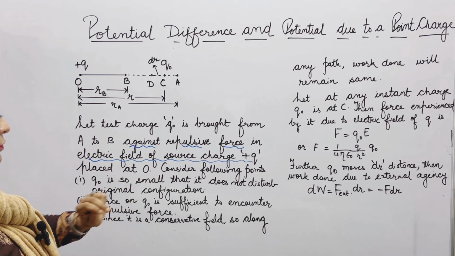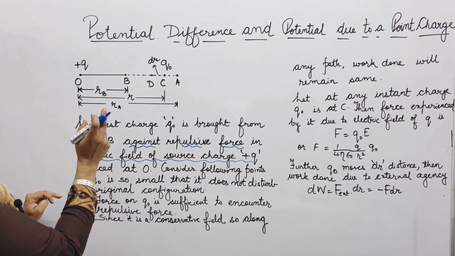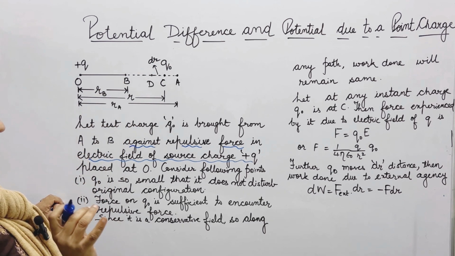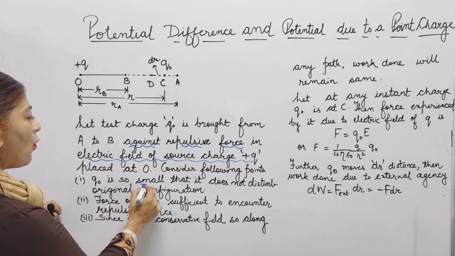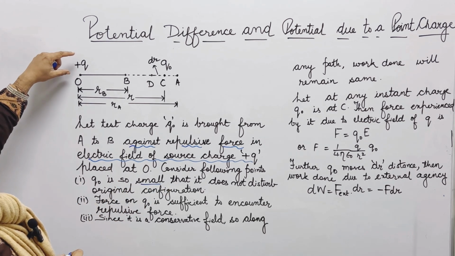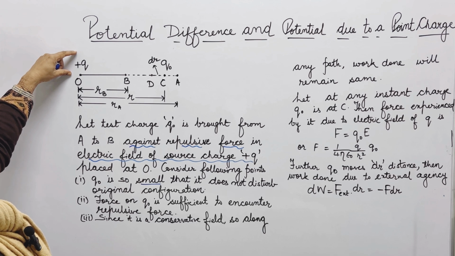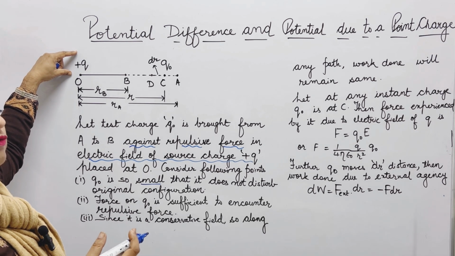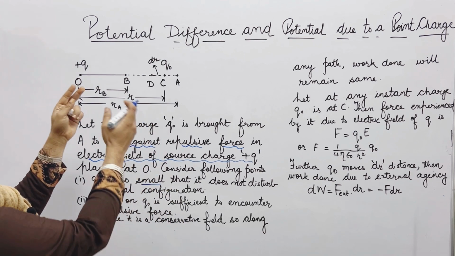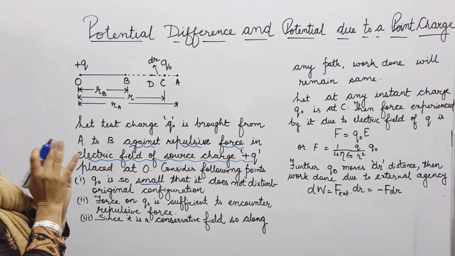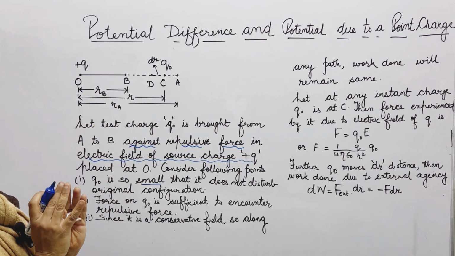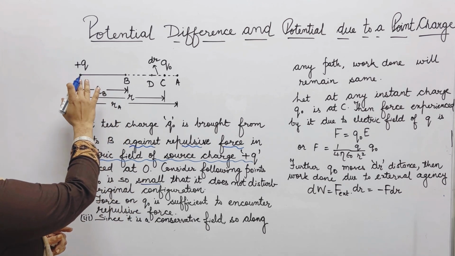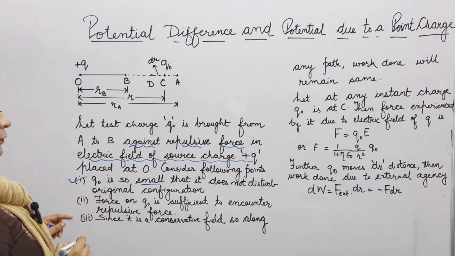Now, the following points are to be considered. The first one is that the Q naught charge is so chosen that it is very small, so that it is not going to interfere with the field of the plus Q charge. Otherwise, if the value is more, it will have its own electric field and then the two electric fields will interfere. So it is so small that it does not have its own electric field to interfere with Q. So this is our first consideration.